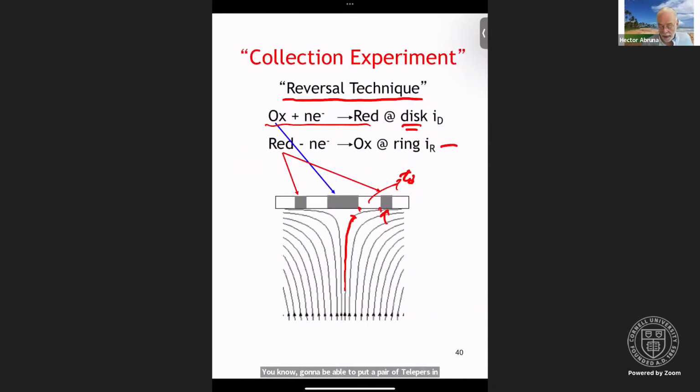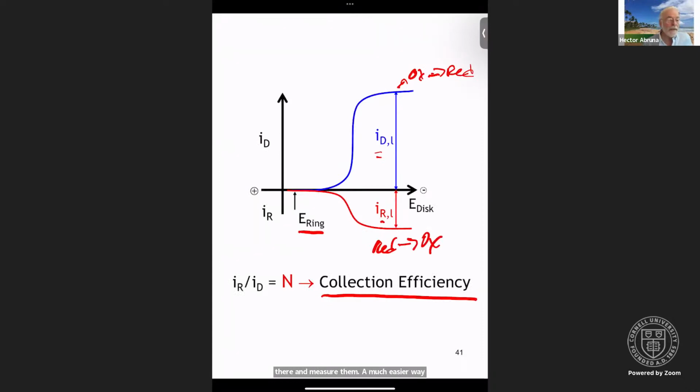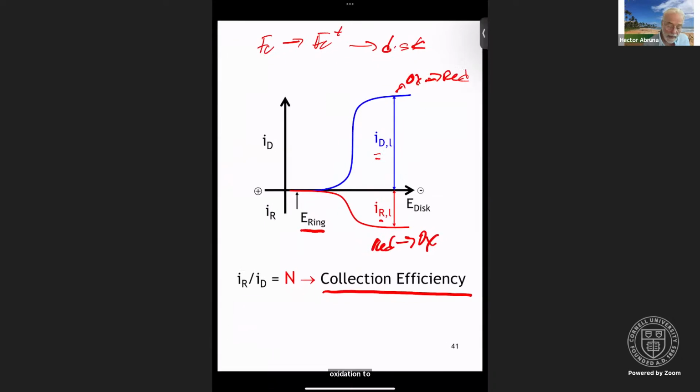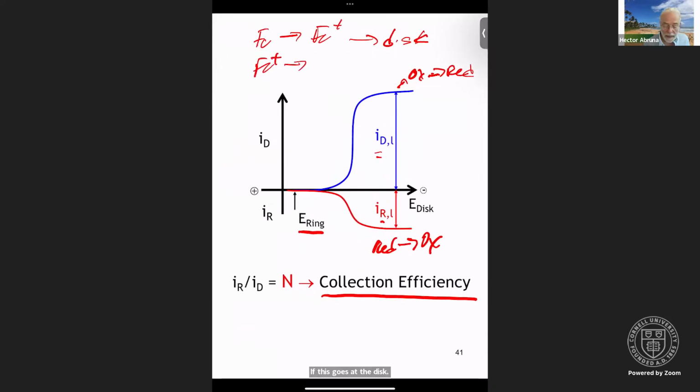A much easier way is to calibrate your ring disk system. How do you do that? You choose a system that you know is chemically reversible. For example, if you look at ferrocene oxidation to ferrocenium, if this goes at the disk, then at the ring, ferrocenium, you can reduce back to ferrocene at the ring. Both of these species are chemically stable, and so you can measure that collection efficiency.